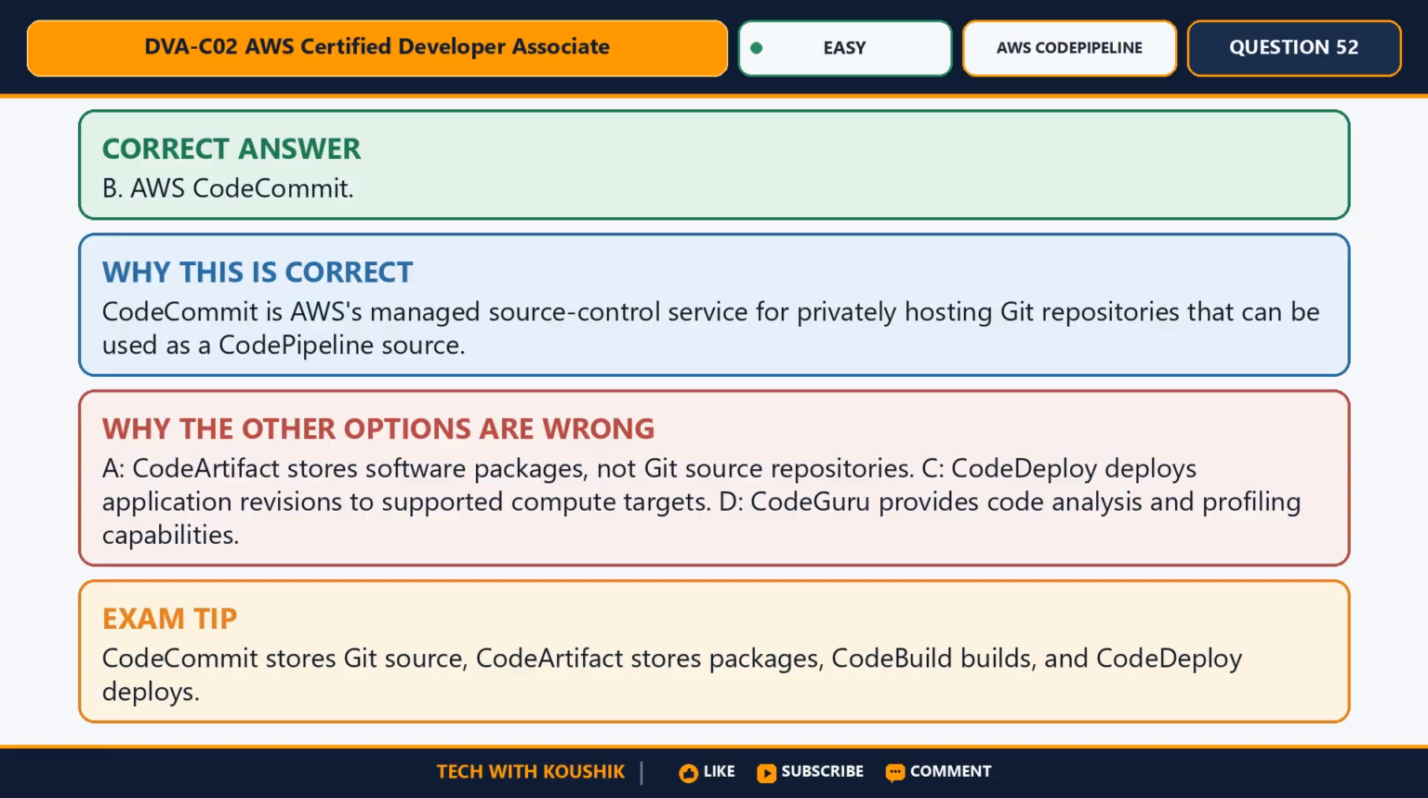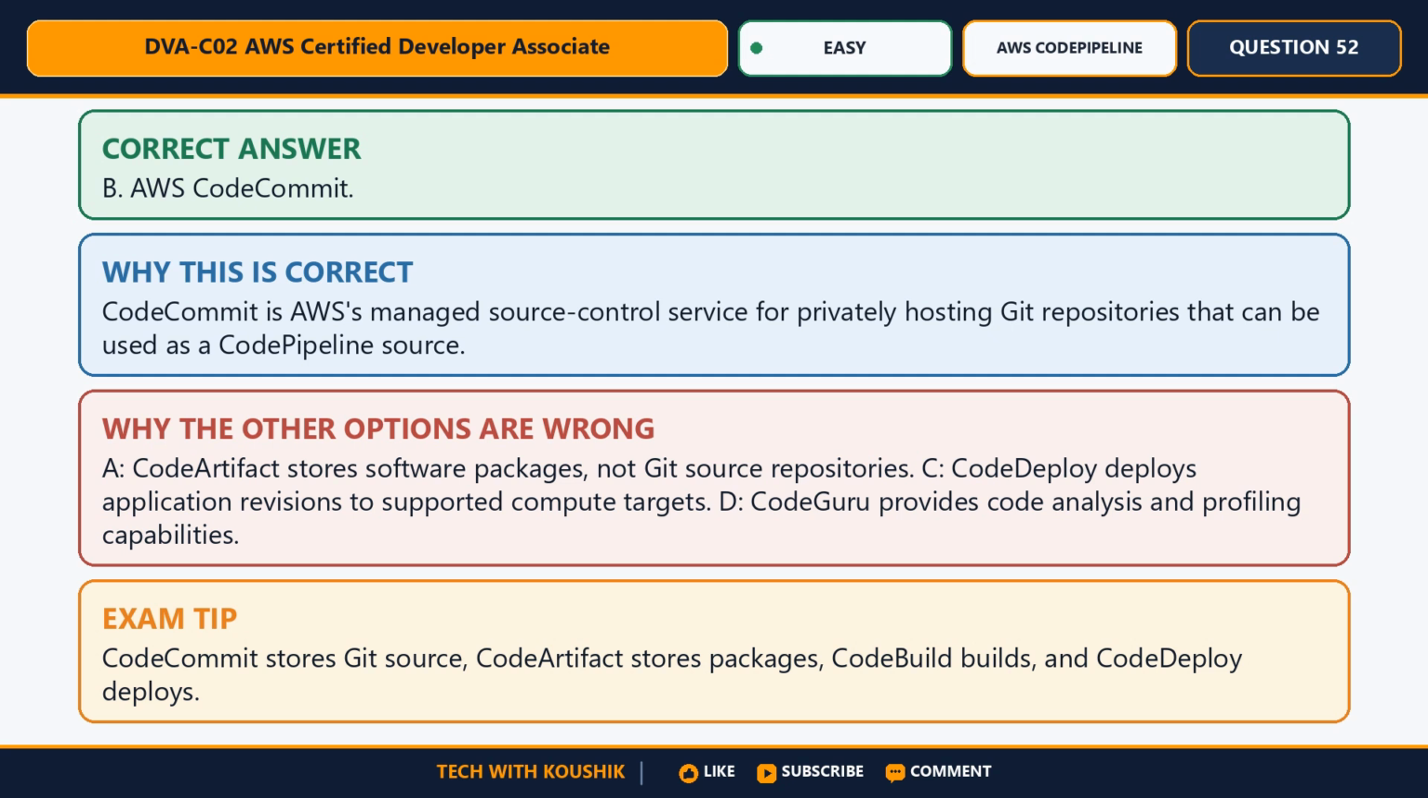The correct answer is B. AWS CodeCommit. Here is why. CodeCommit is AWS's managed source control service for privately hosting Git repositories that can be used as a CodePipeline source. Why are the other options not correct?